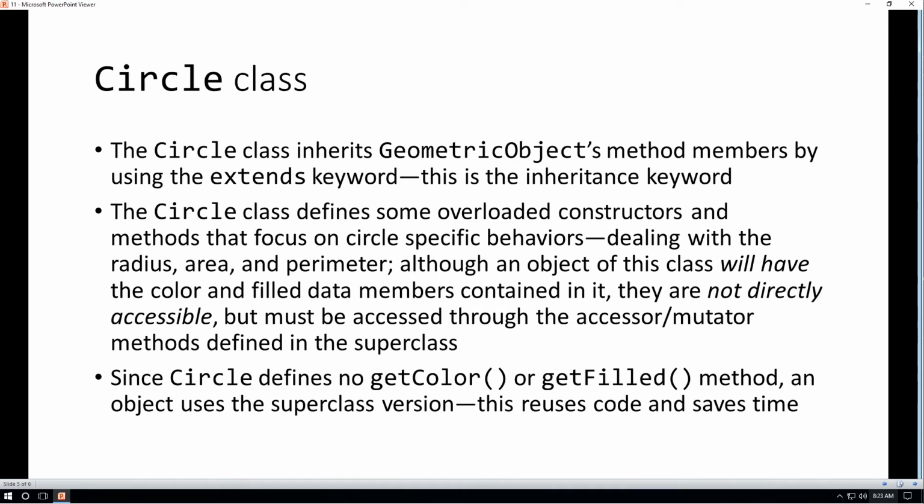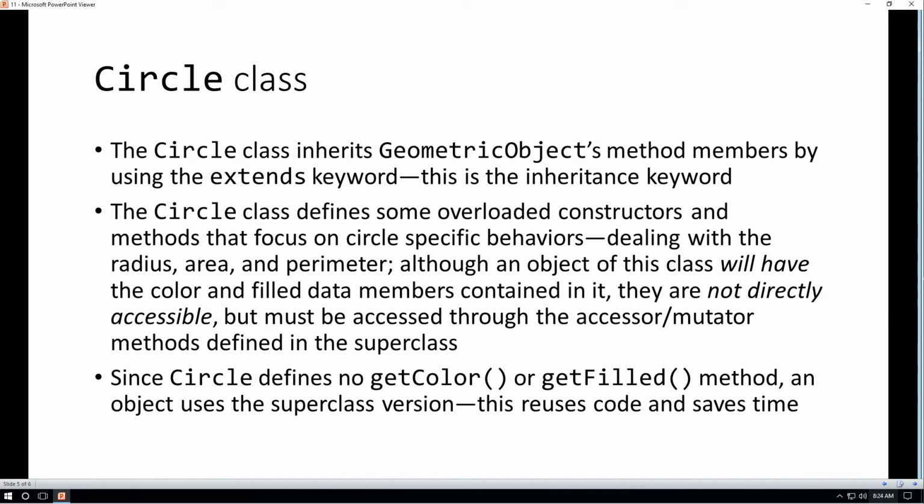Now, the subclass circle will have color and filled members available to it from the superclass. But again, since they're declared private, they are not directly accessible but must be accessed through the superclass's accessor and mutator methods. Those accessor and mutator methods are defined and are available on the circle object, so it can just simply directly call those methods. The time saving occurs because the circle class does not define a getColor or getFilled method. It uses the superclass version of them.